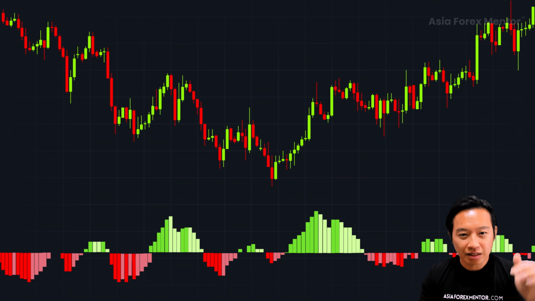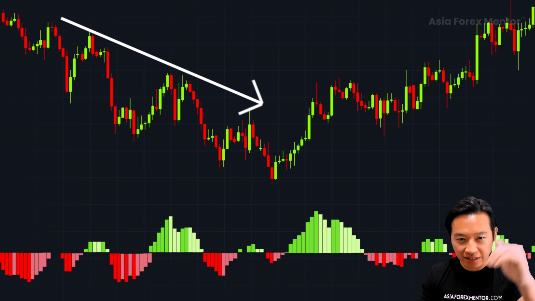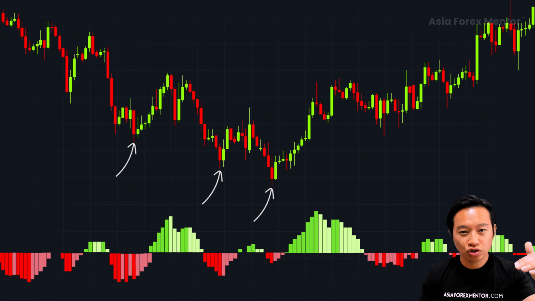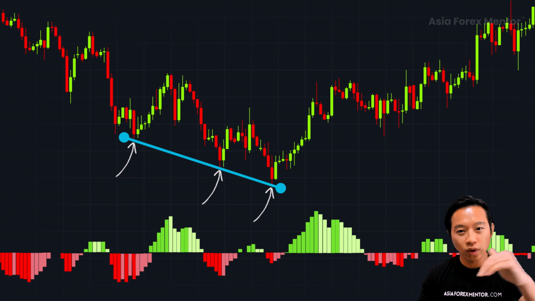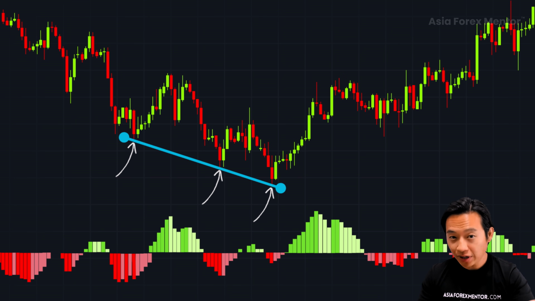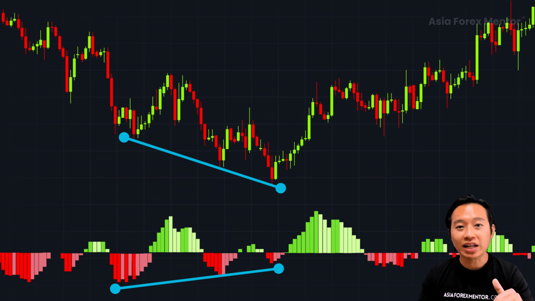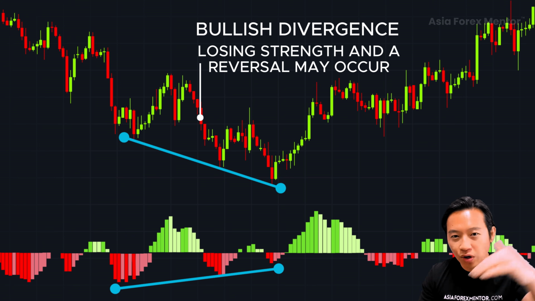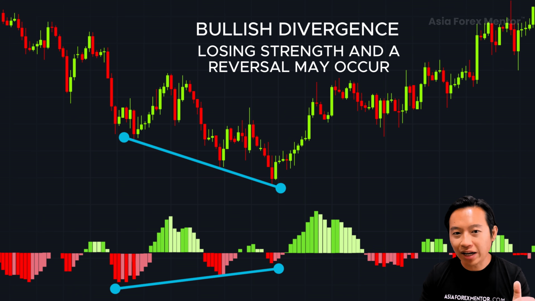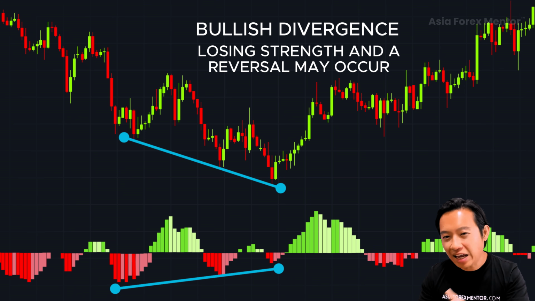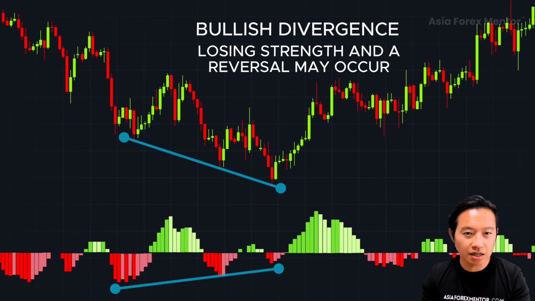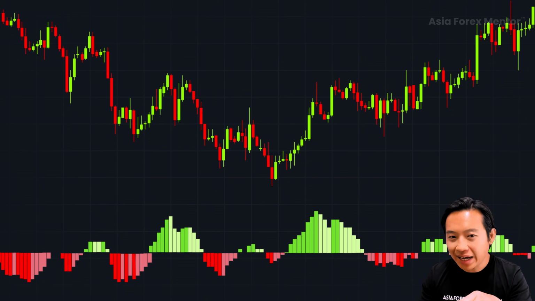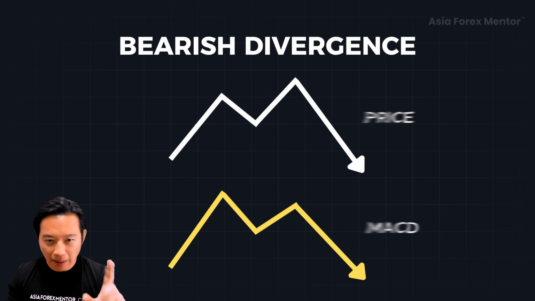Here's an example. Price is in a downtrend, right? It's in a downtrend. Then the price created 3 lower lows, each lower than the previous one. However, the MACD makes what? Higher lows. So the MACD is giving you a contradicting signal. This is what we call divergence. It shows that what? The sellers are losing their strength and a reversal may occur, making it a good buy signal.